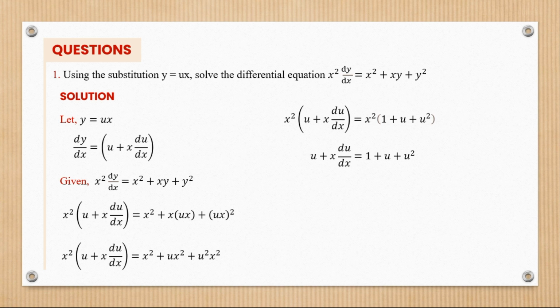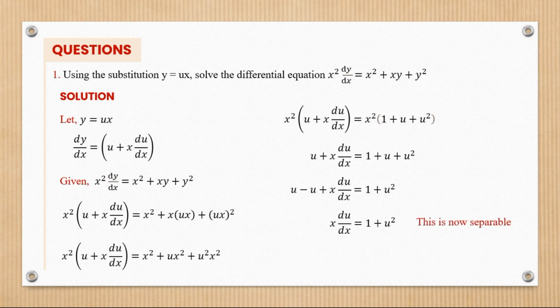The next thing I can see is that this u and this u can cancel. When I do that, I'll be left with x du/dx being equal to 1 plus u squared. At this point, I can already say that my differential equation is now separable, because I can easily combine all the variables that have u together and those that have x together. So this is now separable.